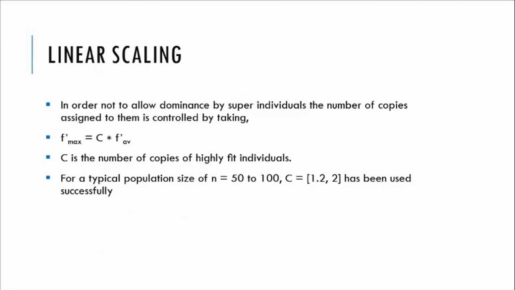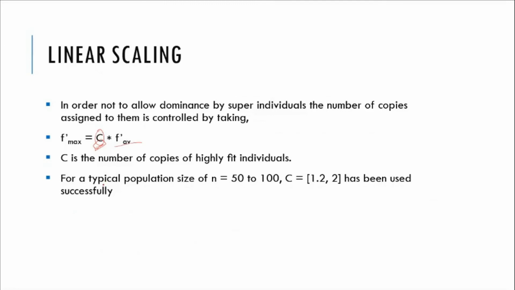As I said earlier, the number of copies of the dominant individual is controlled by taking f dash max, the maximum value of the scaled fitness, as C times f dash average. C is the number of copies of highly fit individuals present in the next generation, and f dash average is the average value of the scaled fitness values.